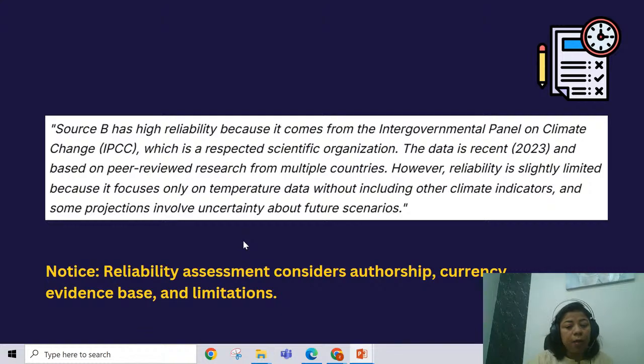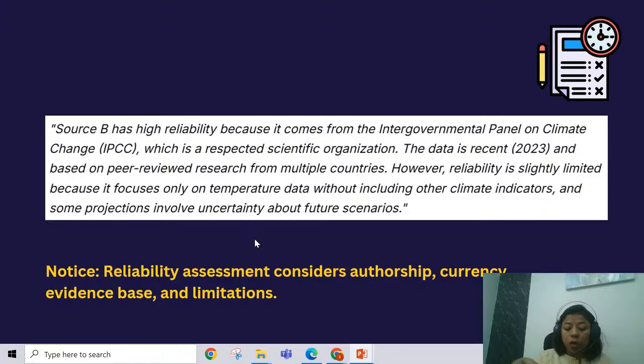However, reliability is slightly limited because it focuses only on temperature data without including climate indicators, and some projections involve uncertainty about future scenarios. So if you note over here, to assess the reliability of source B, the answer that you see on the screen lists all the points which you can pick from the source to prove it.